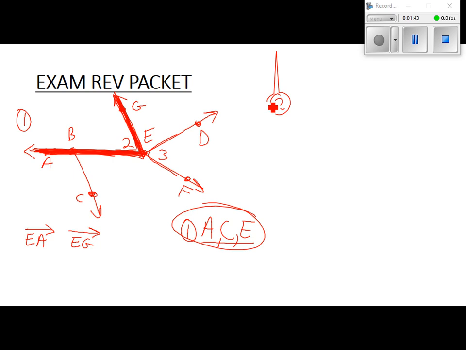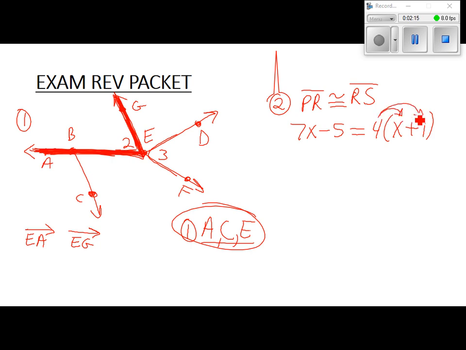Number 2, they give us that picture. I'm not going to draw a picture, but they tell us that R is the midpoint. Well, if R is the midpoint, then segment PR has to be the same as segment RS. So we can just set up the equation. 7x minus 5 equals 4 times x plus 1. Over here we can distribute, get rid of that stuff. That gives us 7x minus 5 equals 4x plus 4.